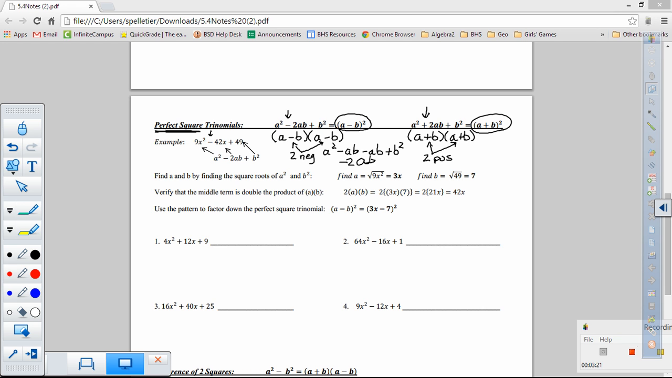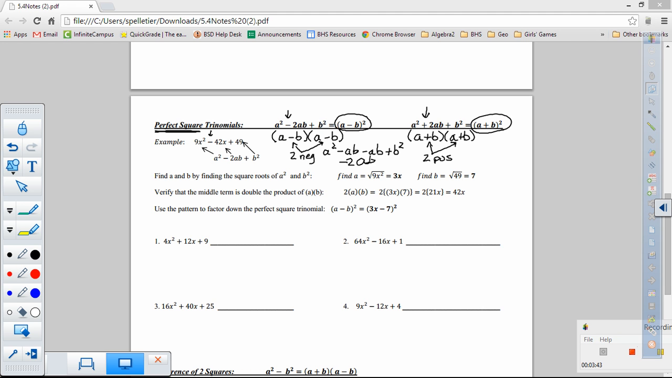So how do you do that? How do you break it down? You need to know that this is a perfect square. So 9 is a perfect square. 3 times 3 gives you 9. X squared is a perfect square. X times x gives you x squared. 49 is also a perfect square. 7 times 7 gives you 49. So step number 1 is just being able to recognize that you have perfect squares at the beginning and at the end.